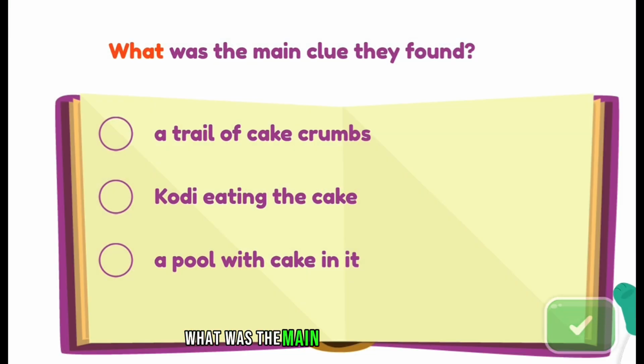What was the main clue they found? Tap on the choices to hear them read out loud. A trail of cake crumbs. Cody eating the cake. A pool with cake in it. A trail of cake crumbs. Awesome job!